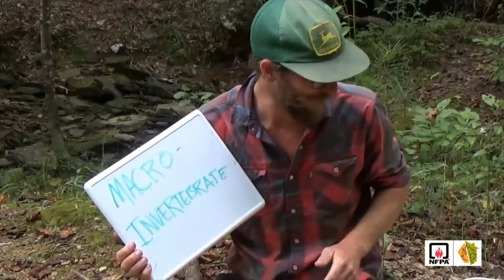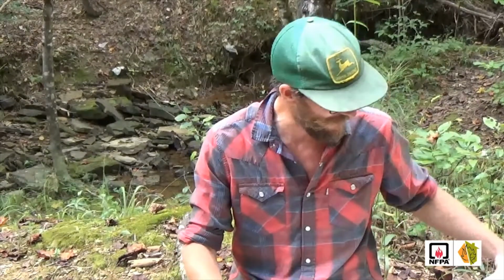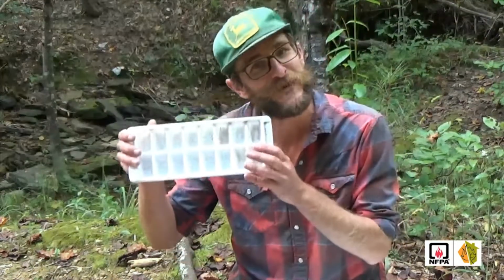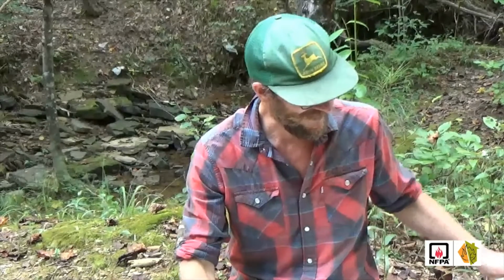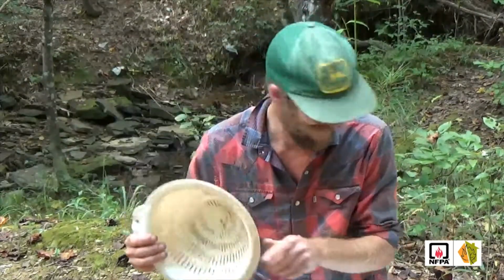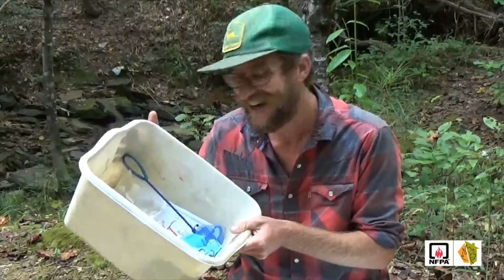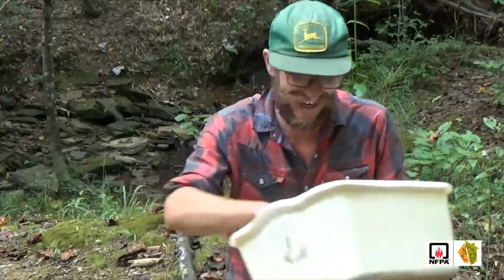Macroinvertebrates can be found in these streams with just a few simple tools. Look at this. We borrowed some stuff from our house. It's our ice cube tray. Got something else here, a very special collection tool. It's a spaghetti strainer. And we also have this little wash tub. This is all you need, kids. And you could probably find all of these things for under a couple bucks at the thrift store.